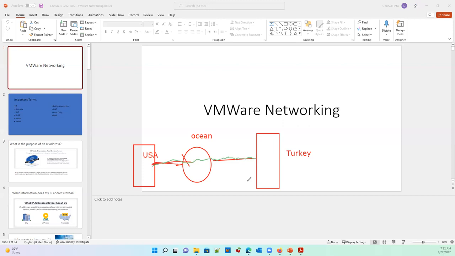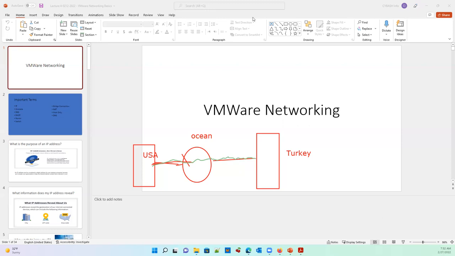It could connect through a satellite. It could connect through land. It could connect through fiber cable. It could connect through different means of communication. Regardless of the means, if you want two computers, two points, to communicate, you have to have some kind of medium that connects them.